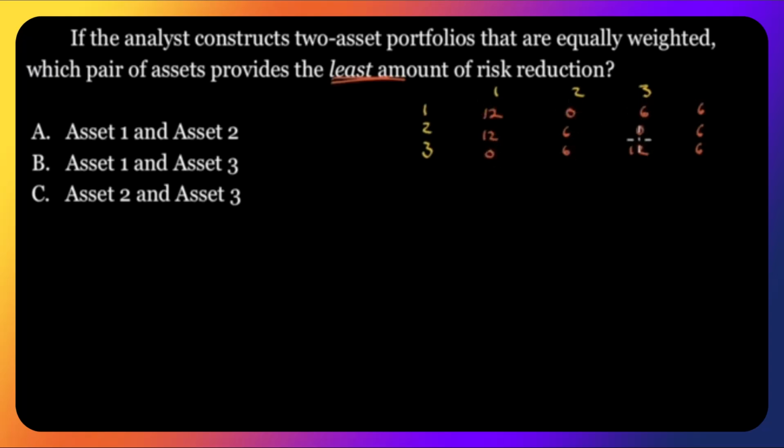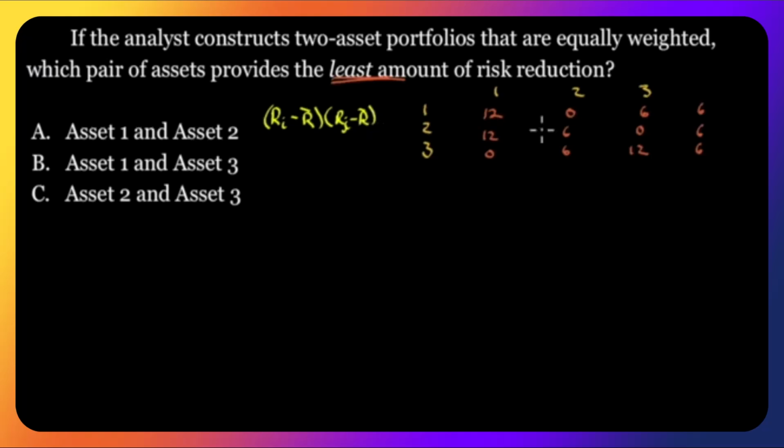1 and 3 share no points. 1 and 2 share points. They probably have a higher correlation. I'll eyeball it and say asset 1 and asset 2. But if you want to do it just a little bit better, remember the covariance is the return on one minus its expected return multiplied by the return on the second one minus its expected return.